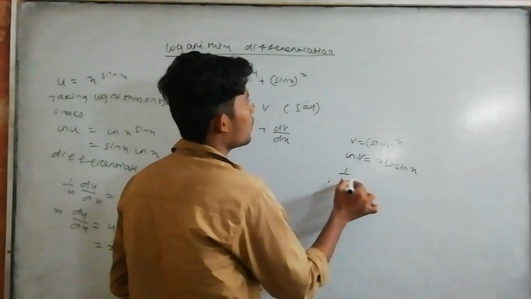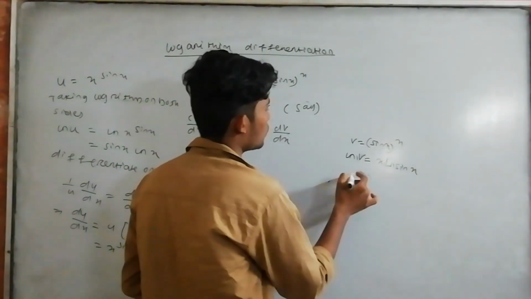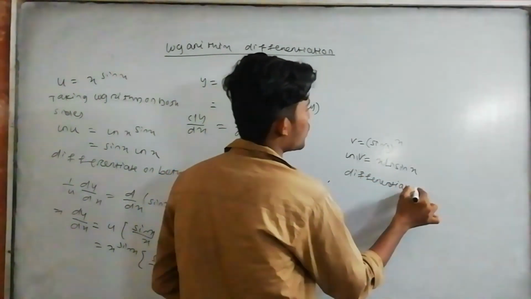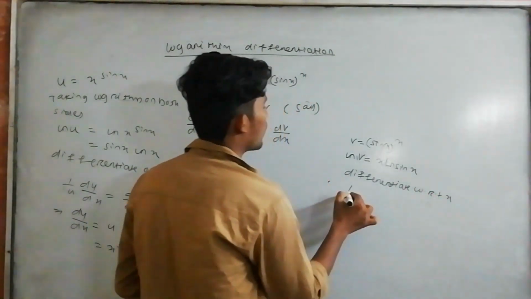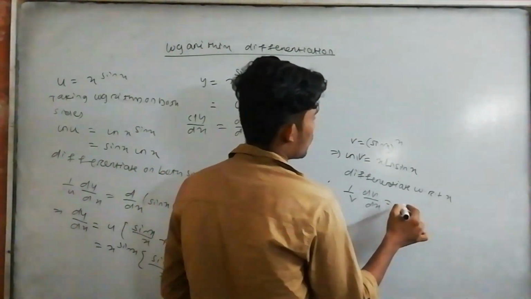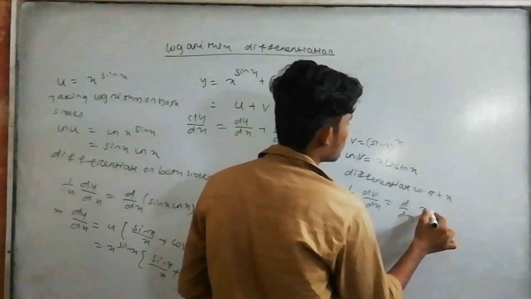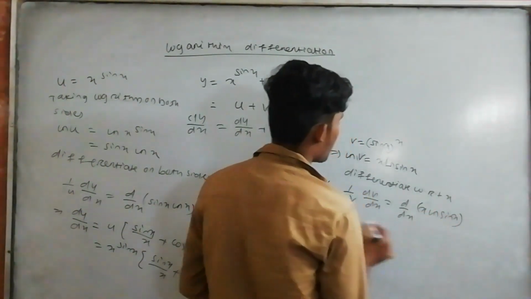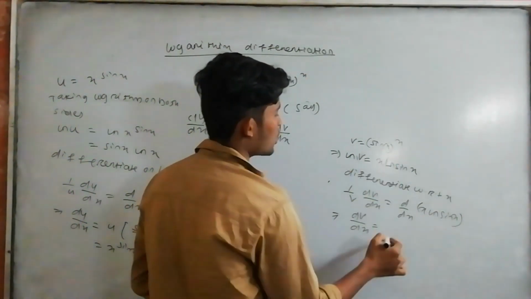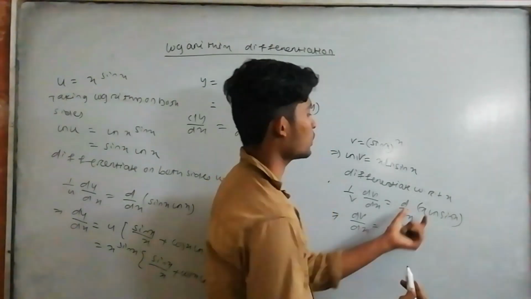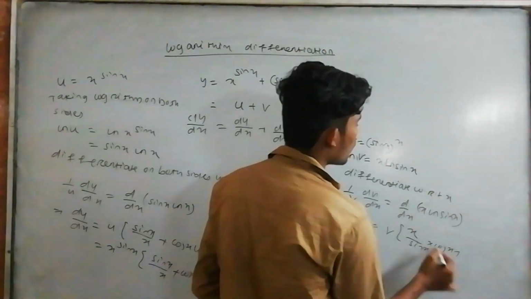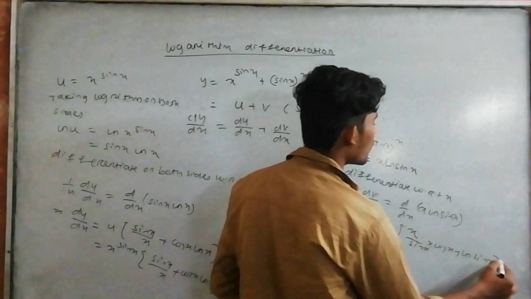Differentiate with respect to x. Then what do you get? (1/v) dp/dx equals d/dx of x ln sin x. Taking v to the other side, dp/dx is v times the derivative of this function. Taking ln sin x as constant, the derivative of x is 1. Taking x as constant, we get x by sin x times the derivative of sin x, which is cos x, plus ln sin x.